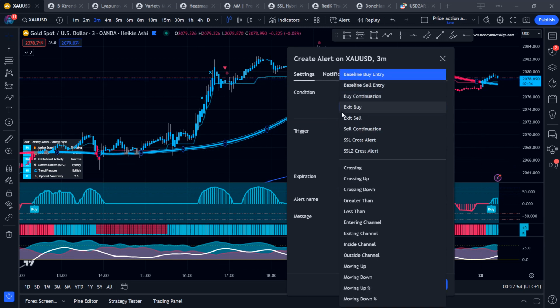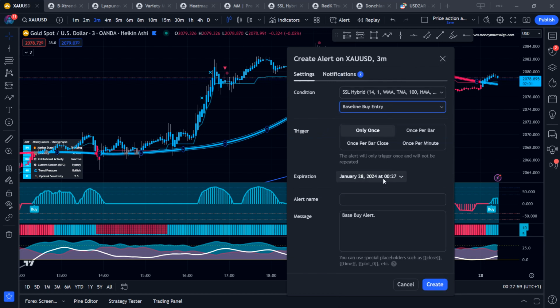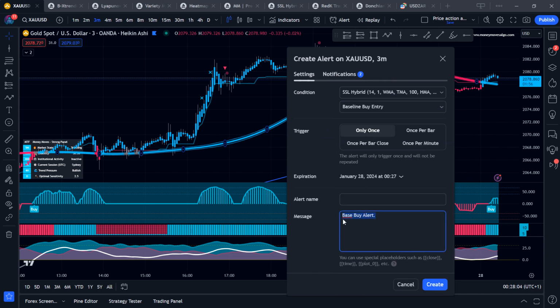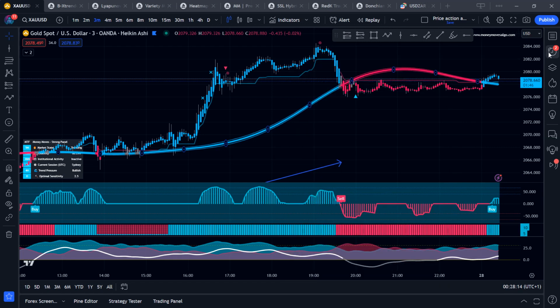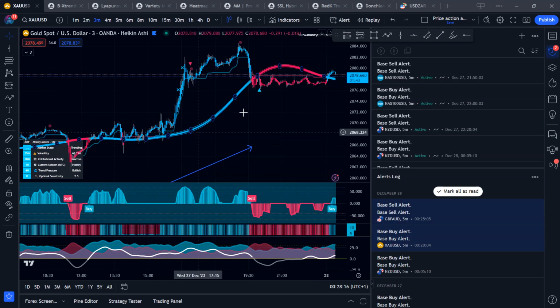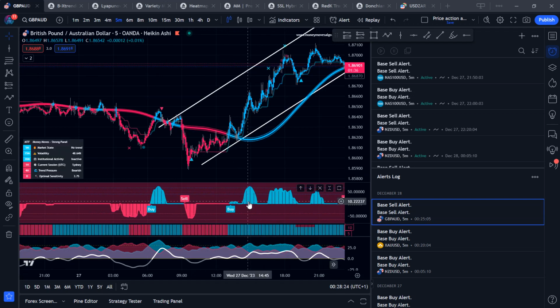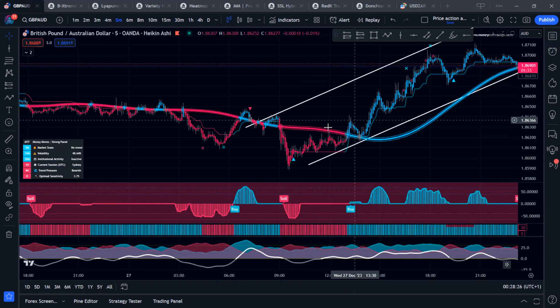But I use the buy and sell. I don't use the buy and exit. I just use these two, and I set the date to like the last, and I just name it like this, once per bar, and then I just create. You can see it here, so I don't have to always check the chart. I just get an alert, I look at the alert, is it a buy signal, and then I check whether it's a false signal by just looking at these indicators.